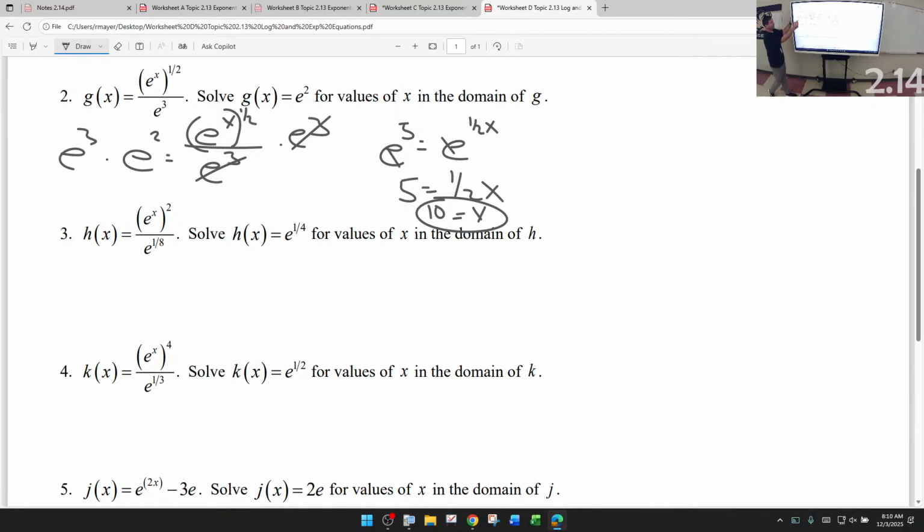You can go over here and check that. e to the 10 to the 1/2 is e to the 5. e to the 5 over e to the 3 is e to the 2, and that's e to the 2. So x has to be 10. You should always check. You have to check when you got log written up there. If you got the word log up there, you got to check. Because you can get those extraneous answers. Good, Lake? Cool.